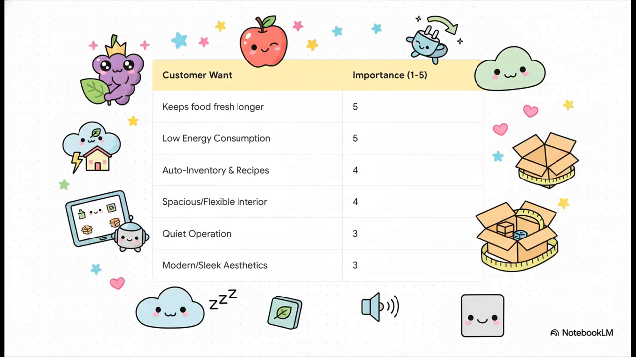So the first thing we do is list out the customer what's. But here's the crucial part. We have to rate how important each one is. And look at this. Keeps food fresh longer and low energy consumption are both a 5 out of 5. They're total deal breakers. The cool smart features are important, sure, but they are not the absolute top priority. This right here becomes our North Star.